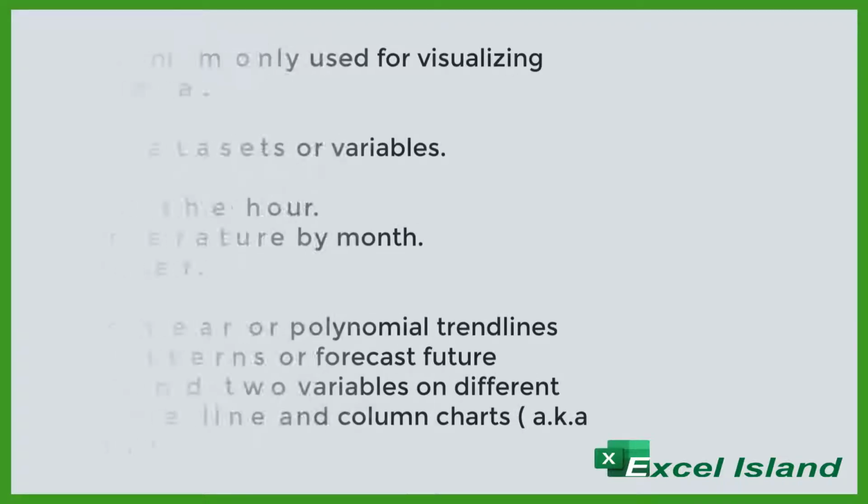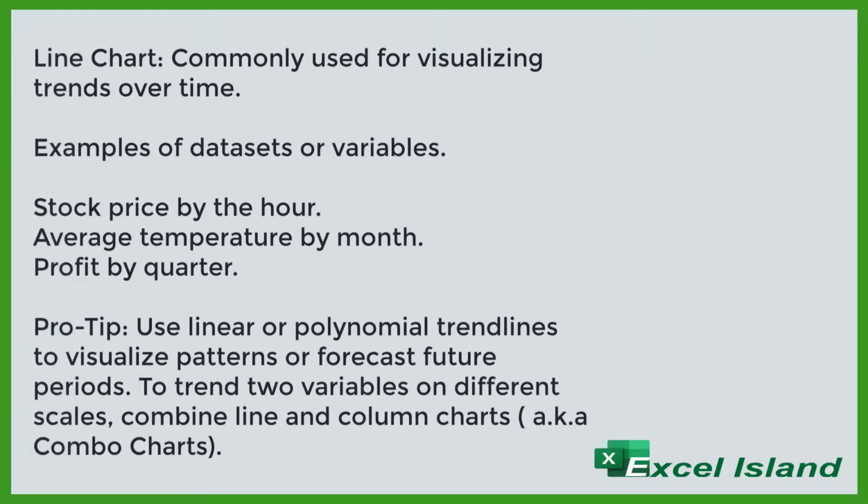The sixth type of chart and graph we'll be looking at is what is called the line chart. And the line chart is commonly used for visualizing trends over time. Examples of data set or variables you can use on this chart type are stock prices by hour, average temperature by month, or profit by quarter.